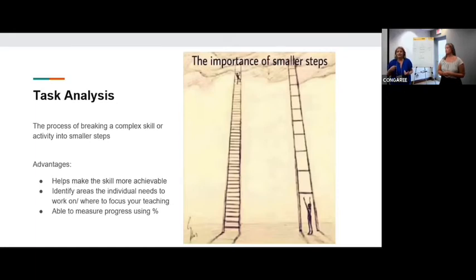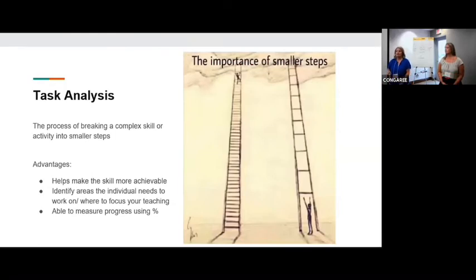It helps make the skill more achievable by breaking it down. It doesn't seem like such a big thing. Like, I am never going to be able to learn how to make this lasagna by myself. But if I break it down into these smaller steps, I might be able to go ahead and do that.